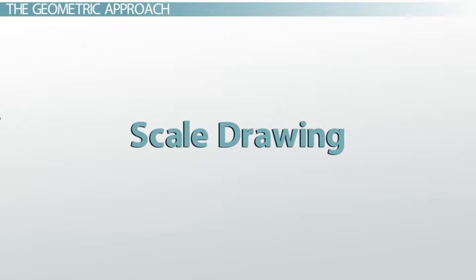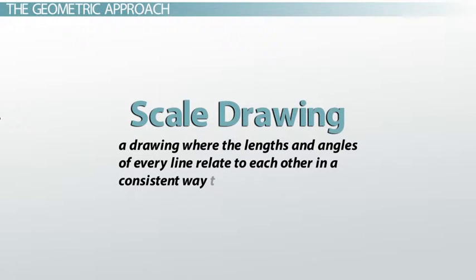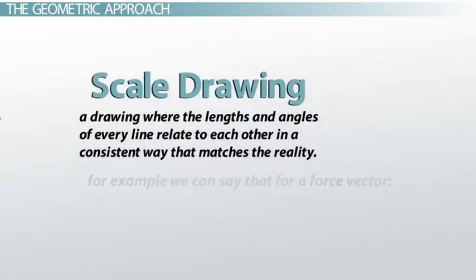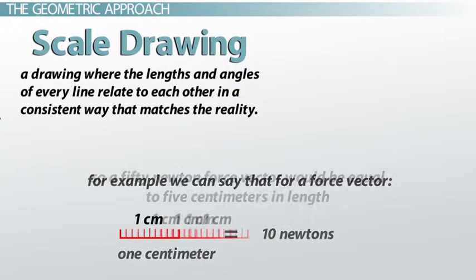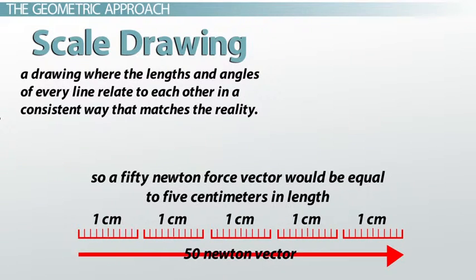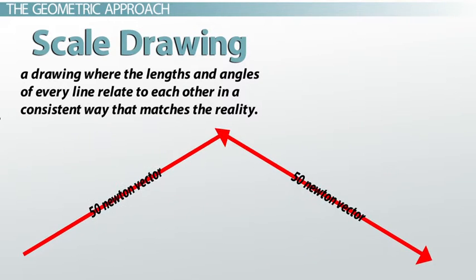A scale drawing is a drawing where the lengths and angles of every line relate to each other in a consistent way that matches the reality. So for example, with a force vector, you could say that every centimeter is equal to a force of 10 newtons. So a 50 newton force vector would be an arrow of 5 centimeters in length. To get the total of 2 vectors, you draw them to scale and put the tail, the backside of the arrow of one vector, against the tip, the point, of another vector.